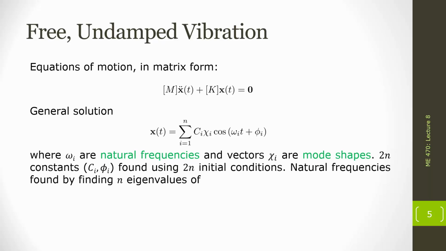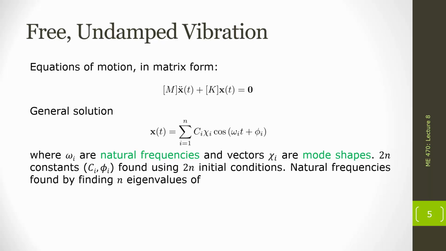And we see that all these variables have the same interpretation as they had for 2 degrees of freedom. We have as many natural frequencies as we have degrees of freedom, as many mode shapes as degrees of freedom, and we're going to have 2 times the number of degrees of freedom in constants, the c's and the phi's, those amplitudes and those phase shifts. But we're also going to have 2n initial conditions. So we simply add more and more cosine terms the more degrees of freedom we have in the system.